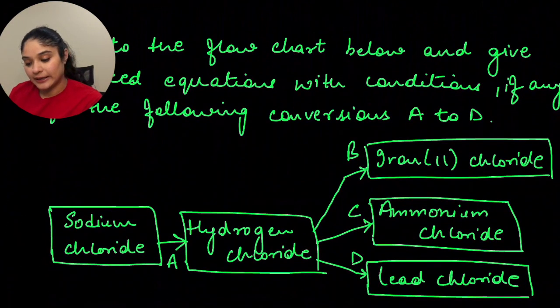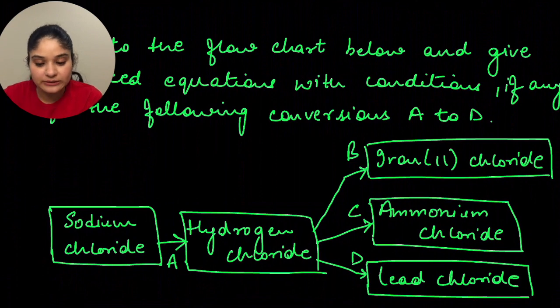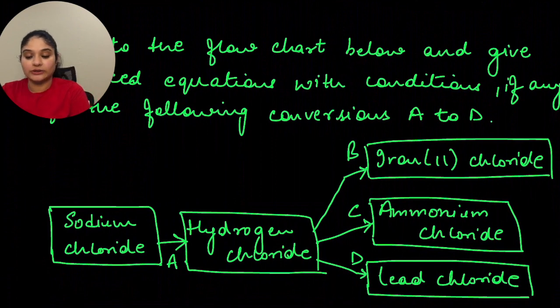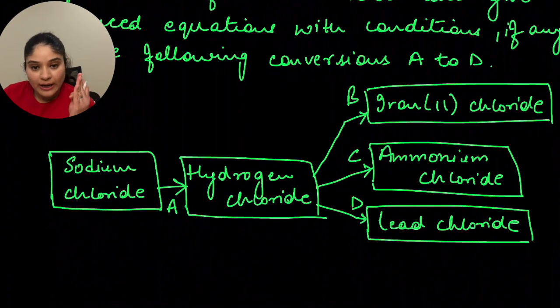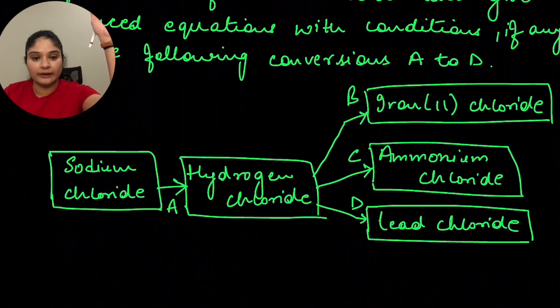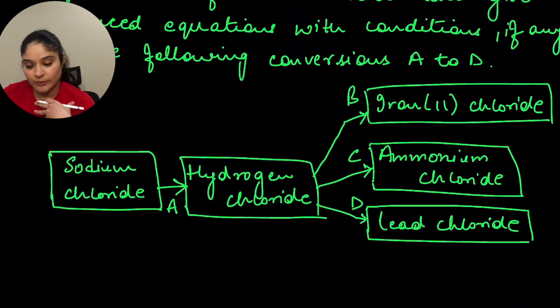This one says: refer to the flow chart below and give balanced equations with conditions, if any, for the following conversions A to D. These types of questions are very popular with the ICSE board. If you can see, you have sodium chloride, then hydrogen chloride, and on that side you have iron chloride, ammonium chloride and lead chloride. Whenever we start such a question, my suggestion always is to understand what you can react that particular compound with to get your output.